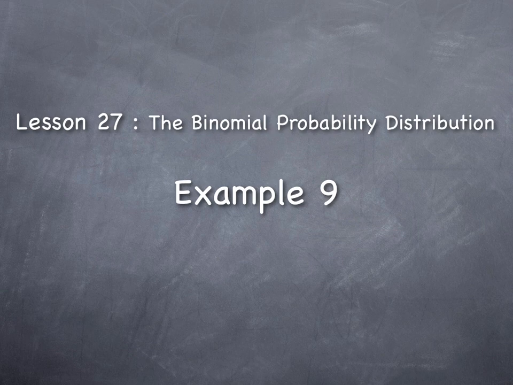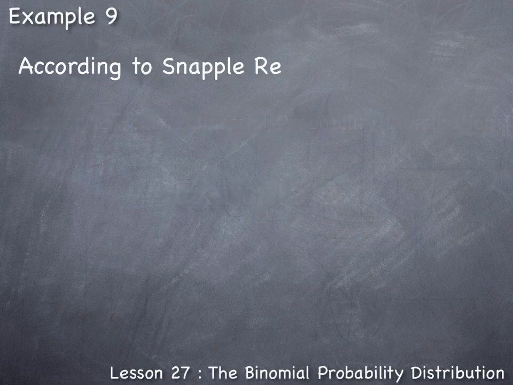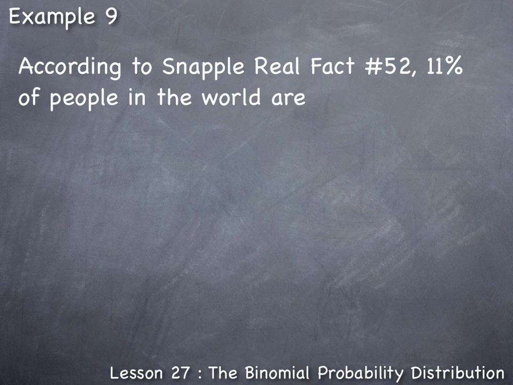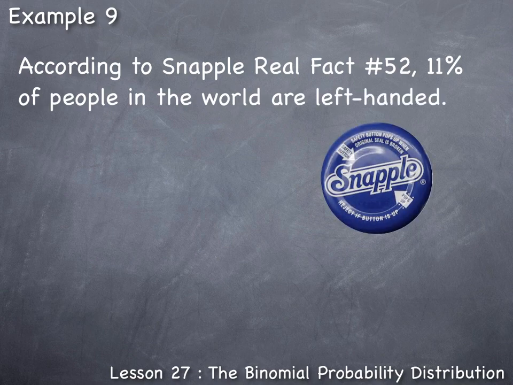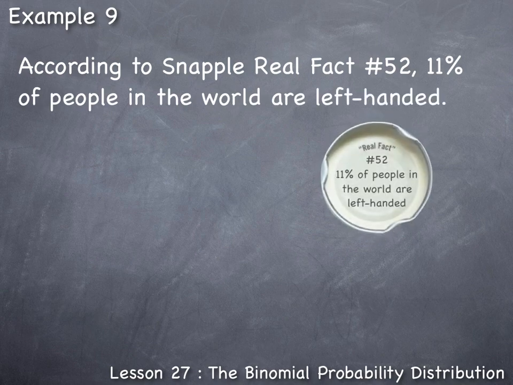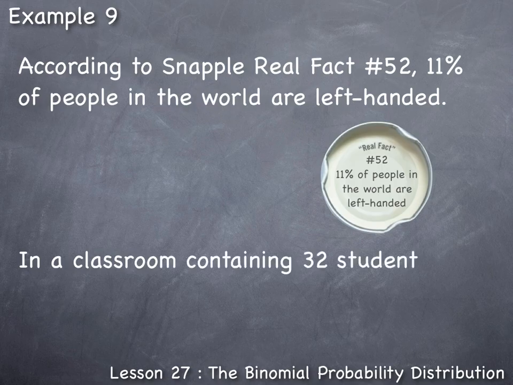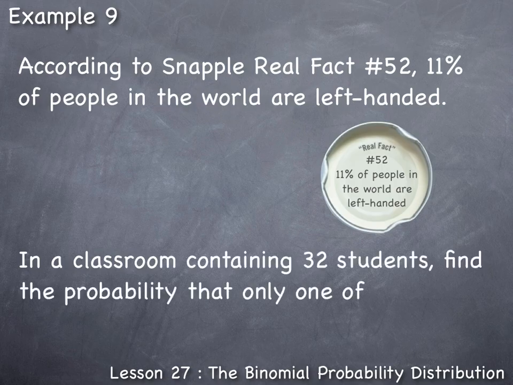Lesson 27, the binomial probability distribution. Example 9. According to Snapple real fact number 52, 11% of people in the world are left-handed. In a classroom containing 32 students, find the probability that only one of them is left-handed.